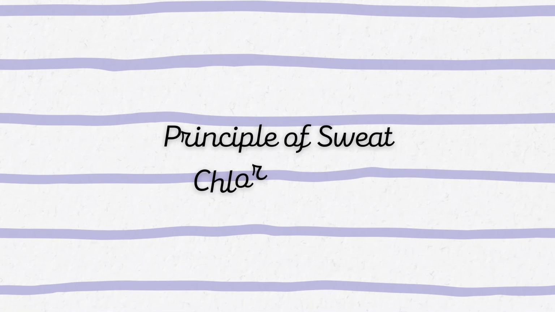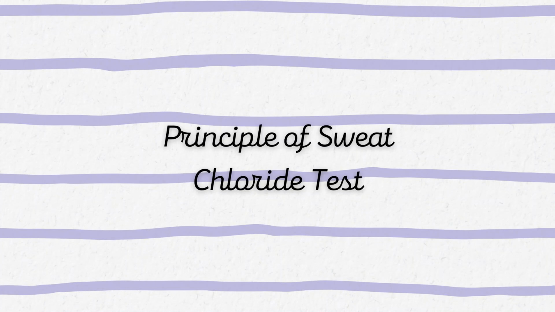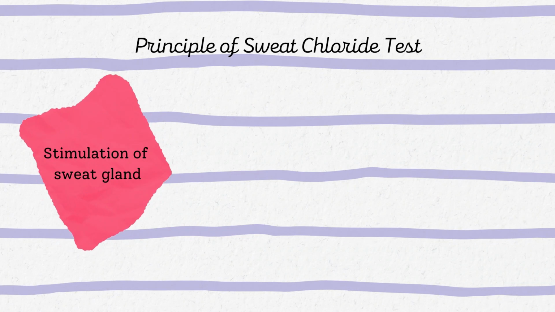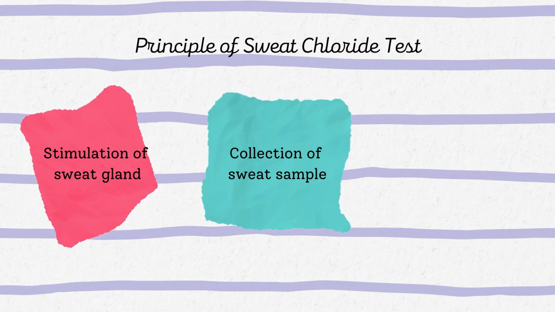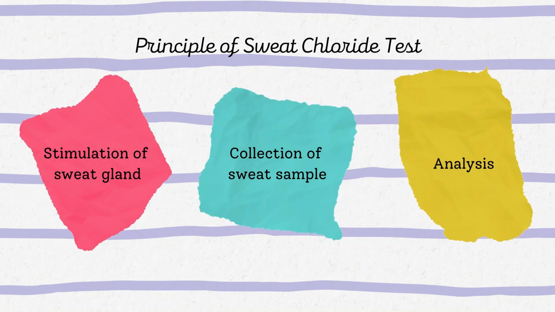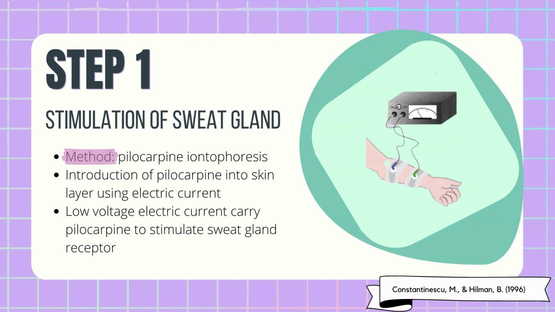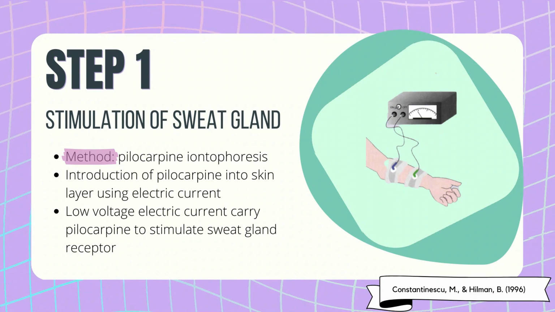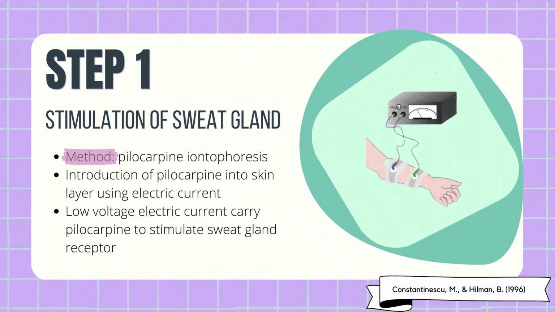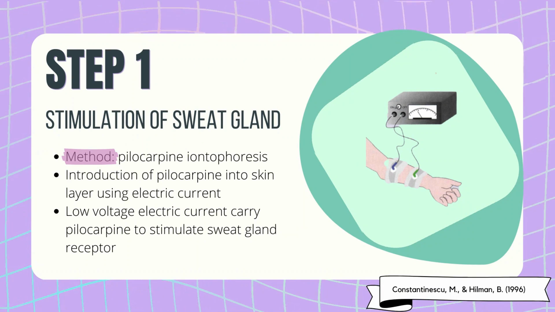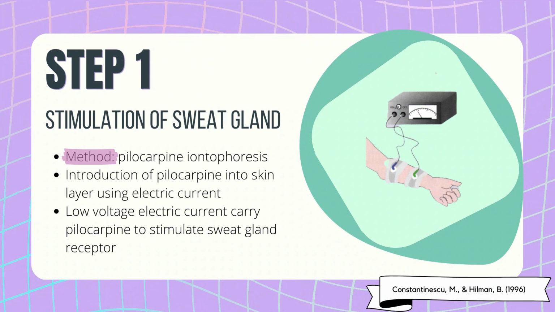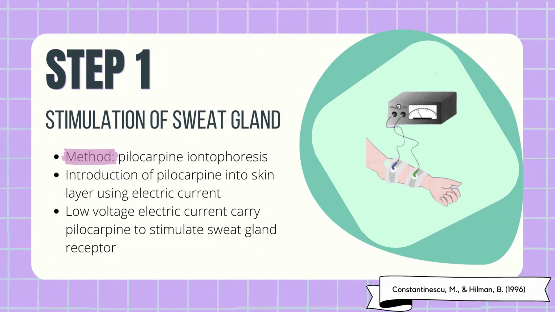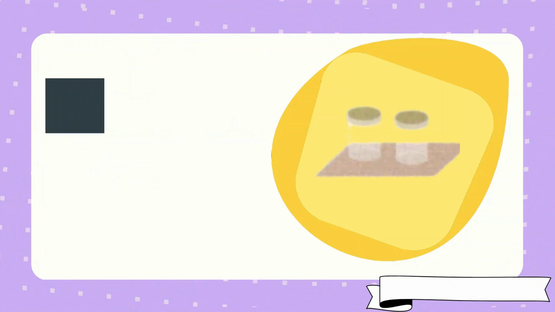Now let's take a look at the principle of the sweat chloride test. The principle of the test involves 3 steps, which are stimulation, collection, and analysis. Step 1 is the stimulation of sweat glands using the pilocarpine iontophoresis method. Pilocarpine is a type of drug, while iontophoresis is an electric current. So, the pilocarpine will be introduced into the skin layer using an electric current. The electric current will carry pilocarpine to stimulate sweat glands.